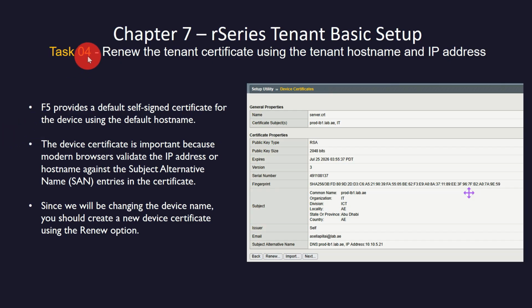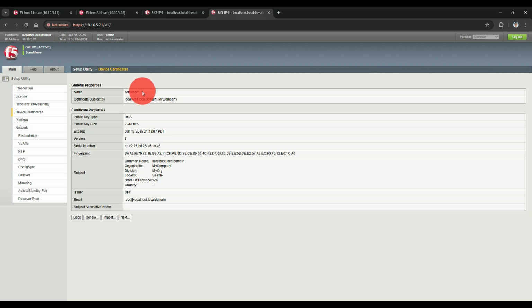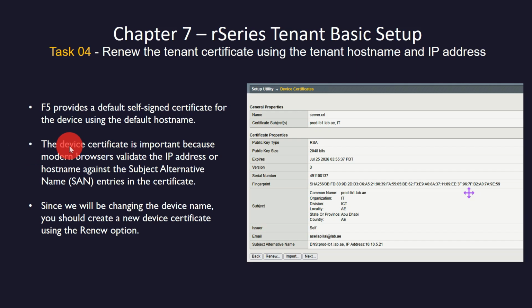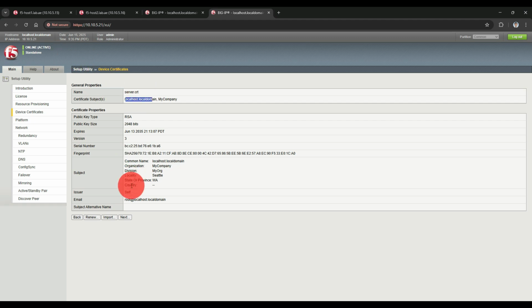Task 4. Renew the tenant management certificate using the tenant hostname and IP address. F5 provides a default self-signed certificate for the device management using the default hostname. The device certificate is important because modern browsers validate the IP address or hostname against the subject alternate name entries in the certificates. Since we will be changing the device name, you should create a new device certificate using the renew option.